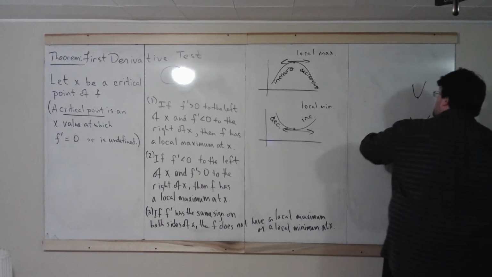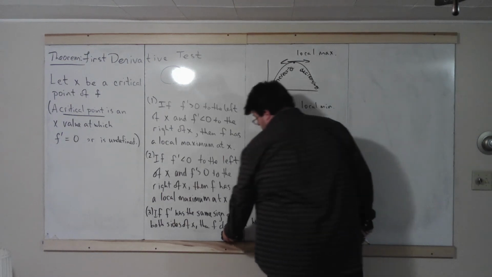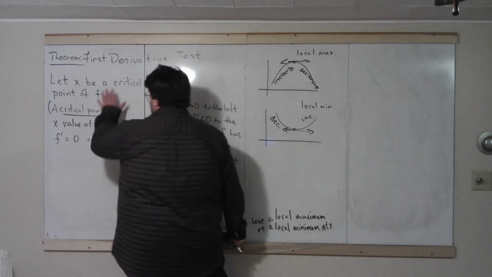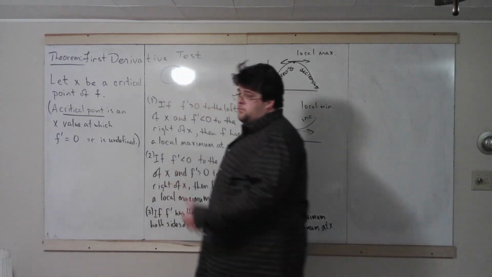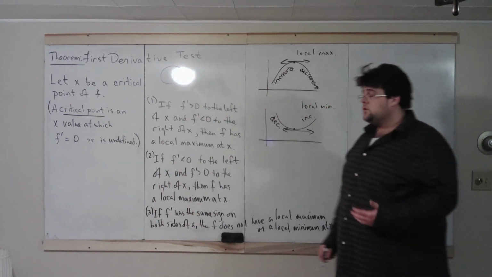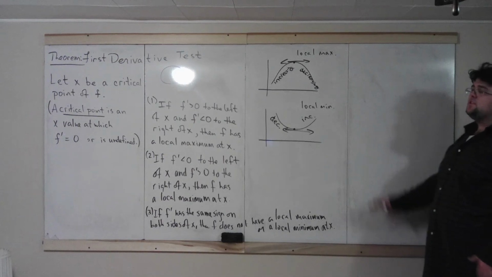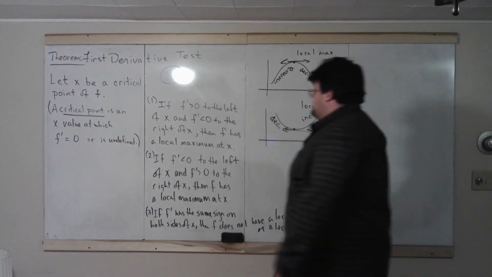If last week I got through 5 more minutes of extreme value theorem discussion, I would have defined that, but I'm defining it here. Let x be a critical point of f, and then here's the definition. A critical point is an x value at which the derivative is 0 or undefined. Most conveniently described by these 4 graphs that I just erased.